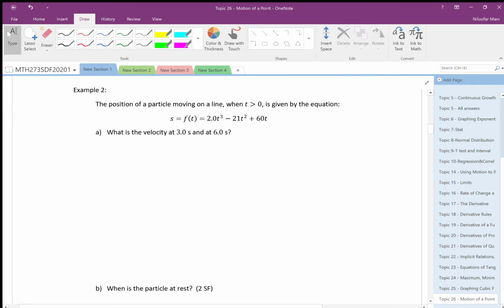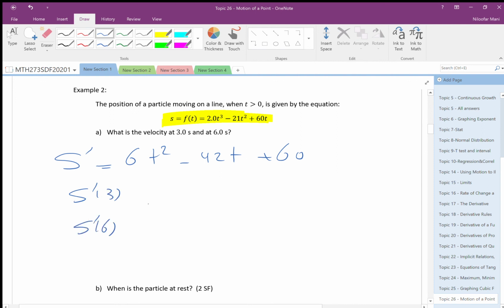Okay, so here, this question is a very nice question because it's giving you some tricky points, and they want you to think about it and just answer. So here the motion is that. Okay, so this is the motion, and we want to find the velocity. How do I find the velocity? The velocity is S prime, so it's 6t squared minus 42t plus 60. And what is S prime at 3 and what is S prime at 6? I can substitute and find the answer.